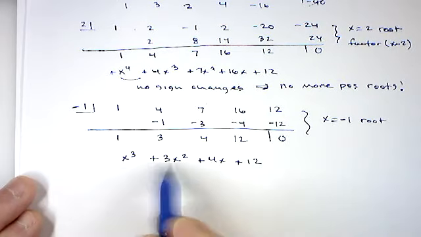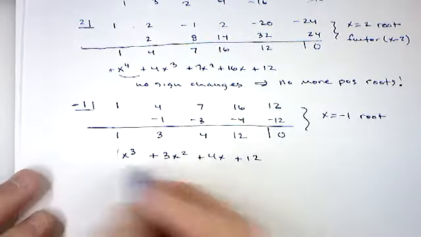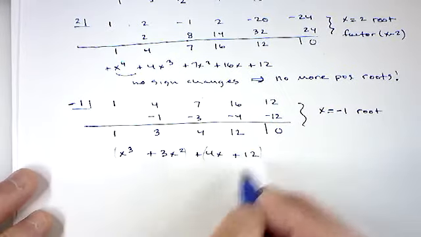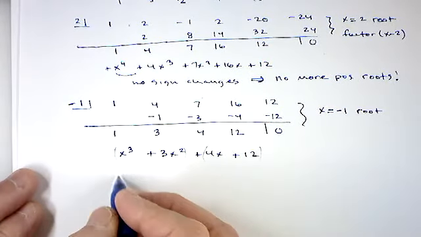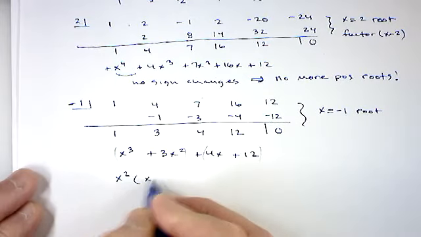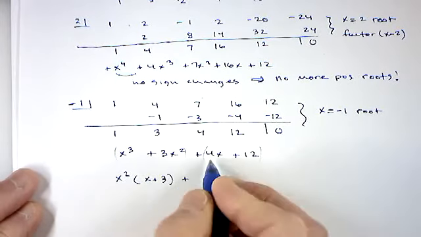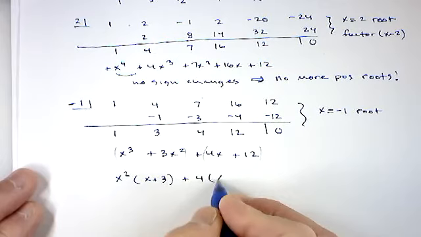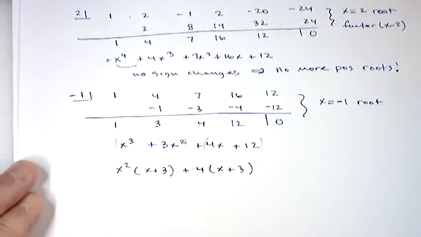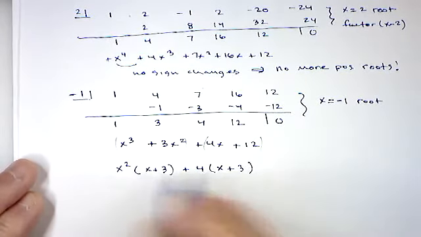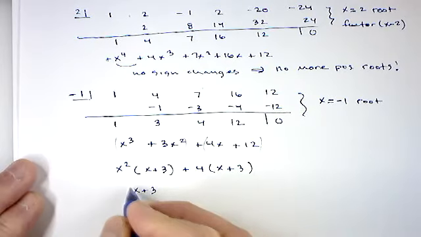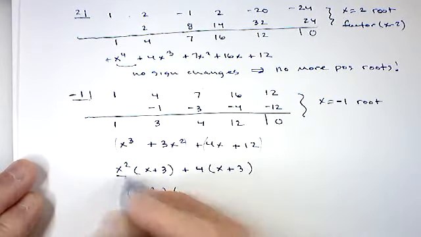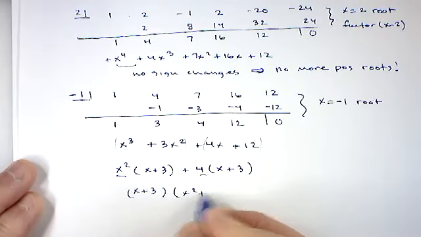And so you start to look at, if I group the first 2 terms and the last 2 terms, notice that here I could factor out an x squared, and that gives me x plus 3. And here I take out a 4, gives me an x plus 3. And between these 2 terms, I can factor out an x plus 3, leaving me with x squared plus 4.